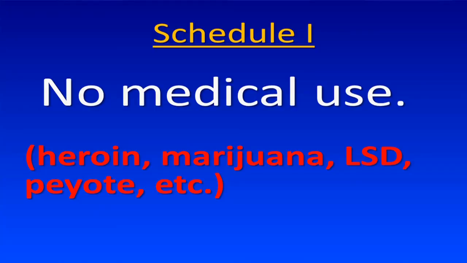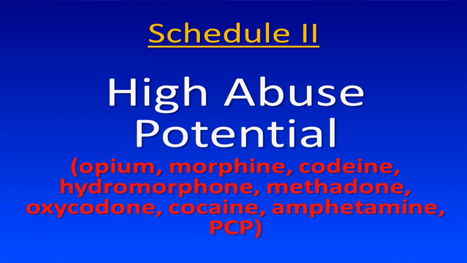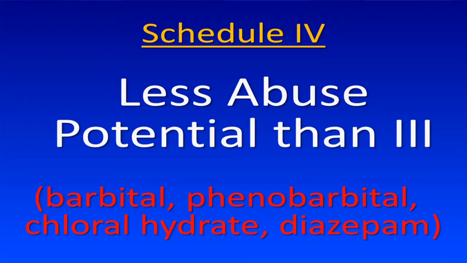We get into the drug schedules. Schedule 1 is non-medical use. It's the heroines, the marijuanas. Schedule 2, this is the high abuse potential drugs. These are the opiates, as we see them, like opium, morphine, codeine, hydromorphone, and the cocaines and the like. Schedule 3, these are less potential abuse, and there's some of the barbiturates.